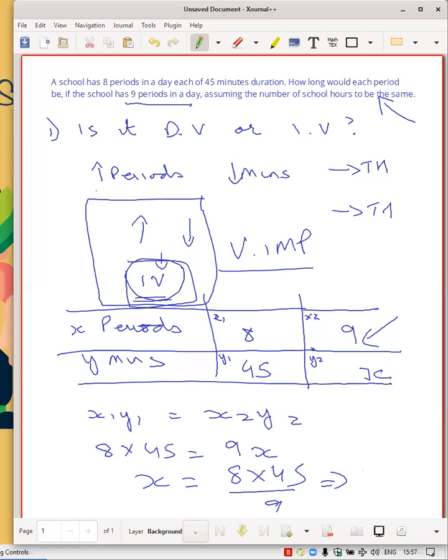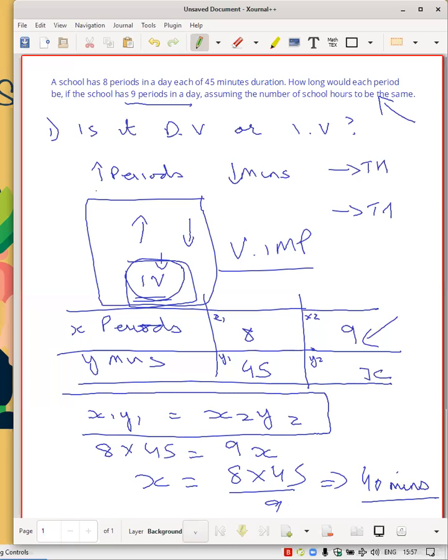Sarah, solve this quickly. 40 minutes? Yes. Okay. So when I say anything is inverse variation, what do I need to apply? X1 Y1 is equal to X2 Y2, which will be equal to a K in case it's applicable. Okay. Krishna, is this clear? Yes, sir.